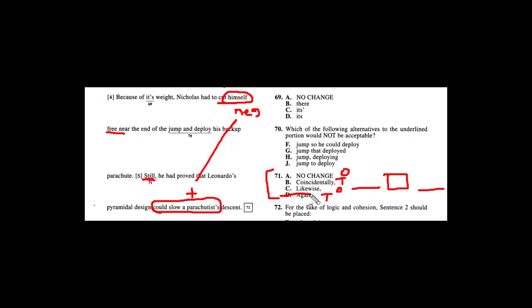Okay, and again, that's out, and still is, excuse me, coincidentally, all right? Likewise, or still, then read it and see which one sounds a little bit better. You're going to see that answer choice A, still, was able to slow himself down, so A, 71. Don't listen to what I say, watch what I do. It's the same procedure as you go through. 71, A.